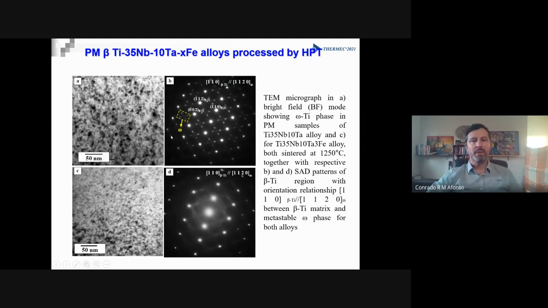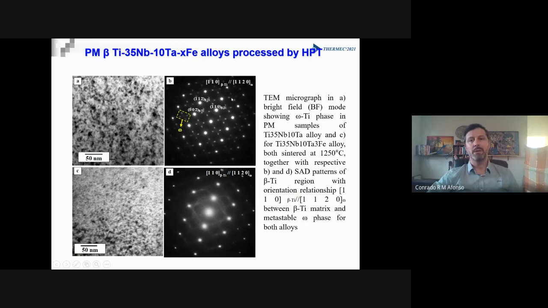And here we have the TEM conventional analysis of both alloys. First here the alloy without iron and the alloy with iron addition. So we can see for the alloy without iron, there's the titanium niobium tantalum. We have mostly beta phase, but we have some omega nanoscale precipitation.